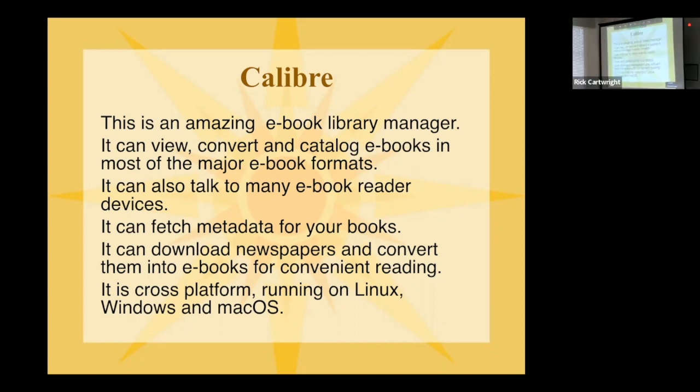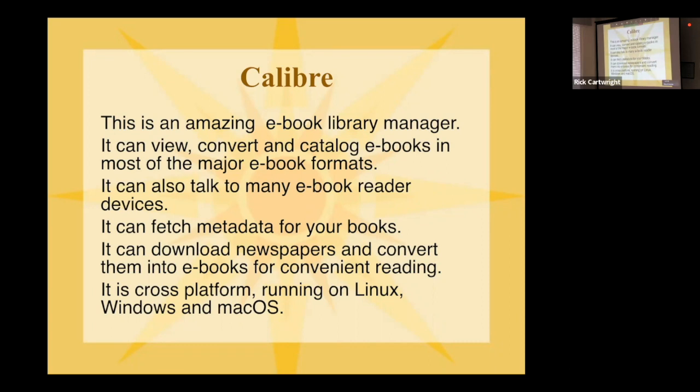It can view, convert, and catalog ebooks in most of the major ebook formats. So I've got something that I bought from Amazon. It's in a Mobi format. I don't want to have to pull out a Kindle to read it. With Calibre, I can open that book and look at it on my Mac or my Windows computer or other. You name the format, it can open it. But it can also convert it. So sometimes you've got something and you can tell that it's not quite properly formatted. I can save it out as a PDF and then do whatever I want with it.